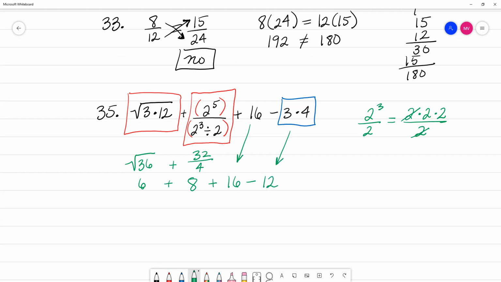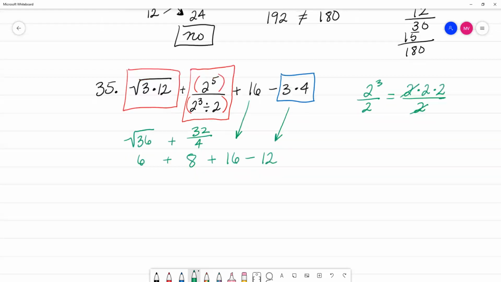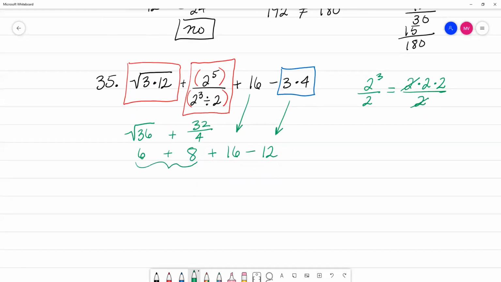So now how do we solve this? You have to work from left to right. So 6 plus 8 is 14. 14 plus 16 is 30. 30 minus 12 gives us 18.